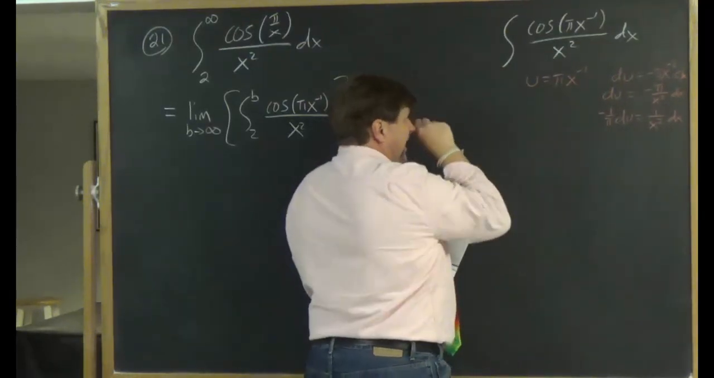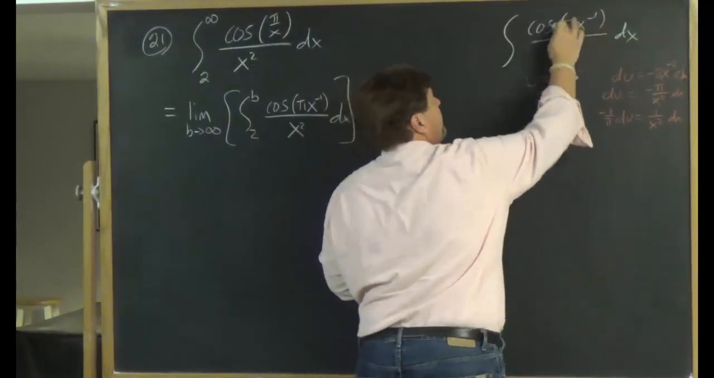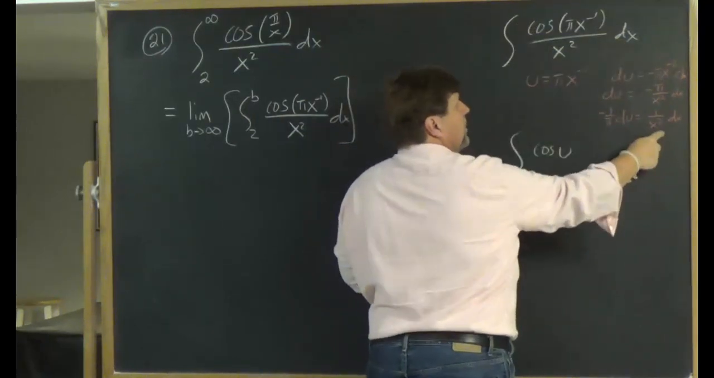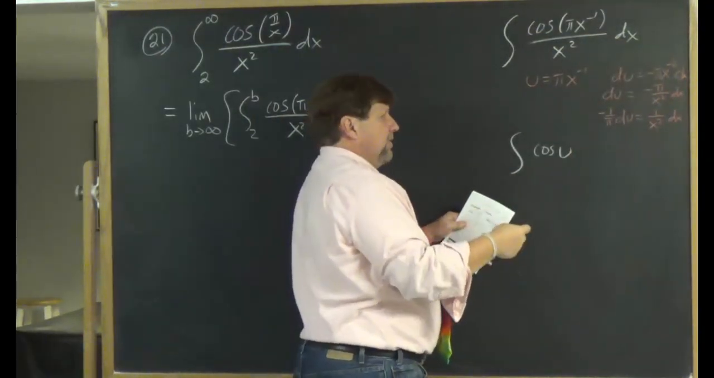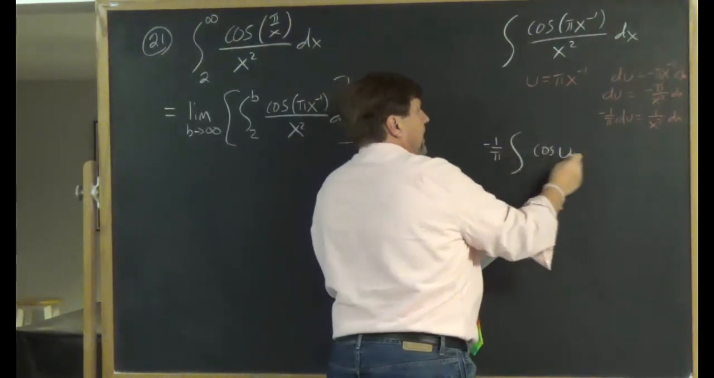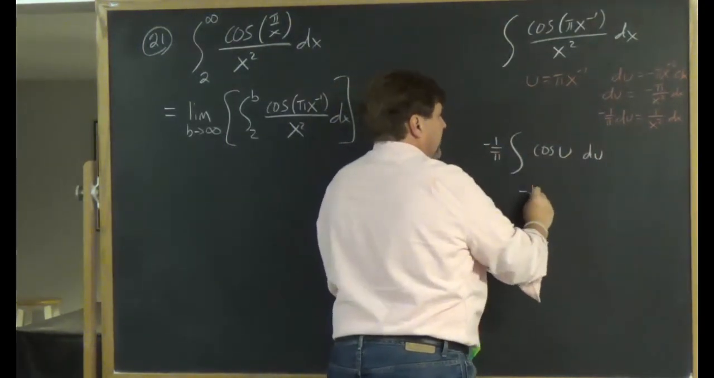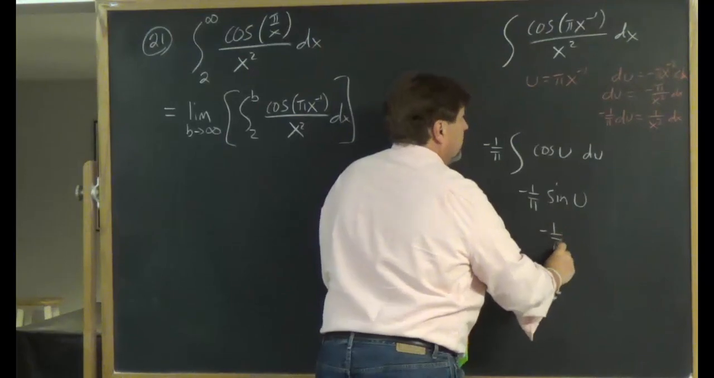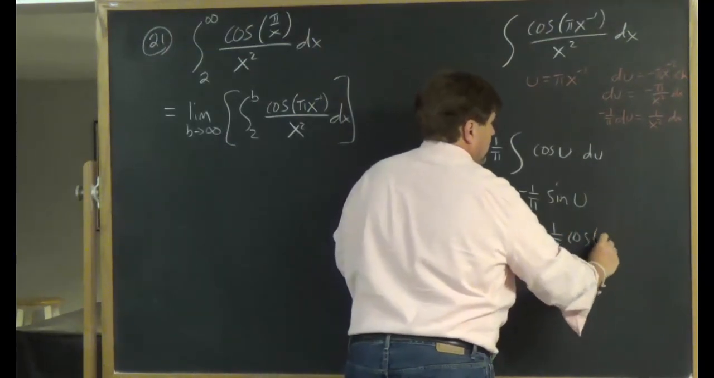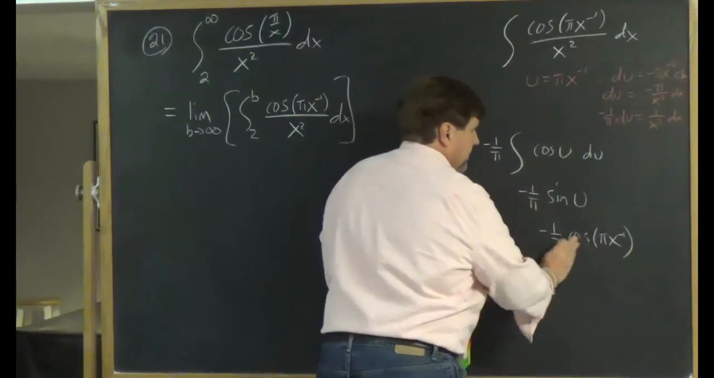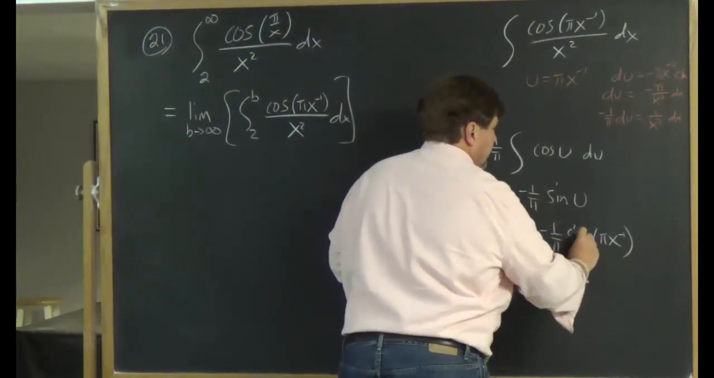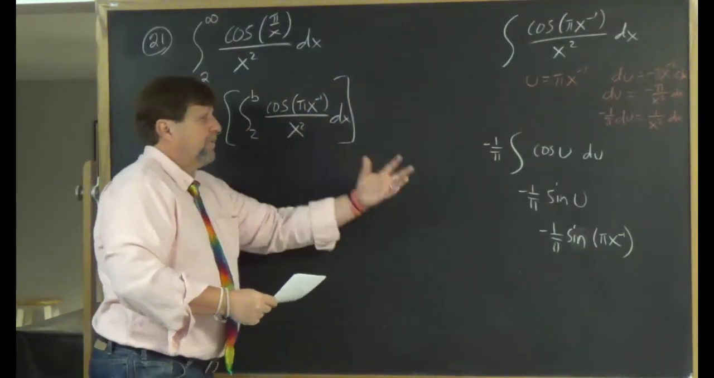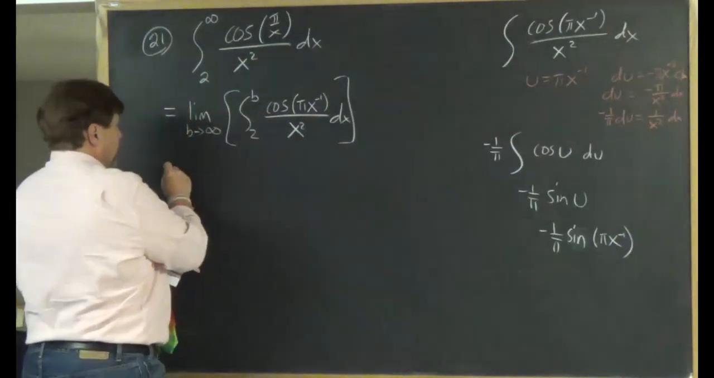So when I substitute in the cosine of u and the 1 over x squared dx, well, that's negative 1 over pi du. So I'll pull the negative 1 over pi out front, get my antiderivative, which is just sine of u, resubstitute with the correct trig function written down, and I now have an antiderivative for this mess. So let me pull my antiderivative over here.